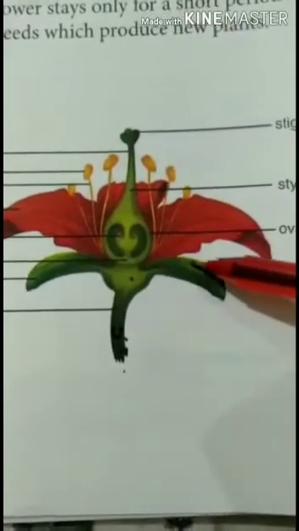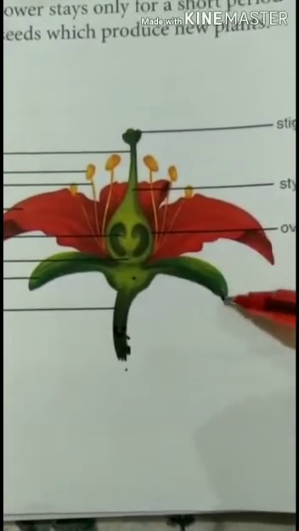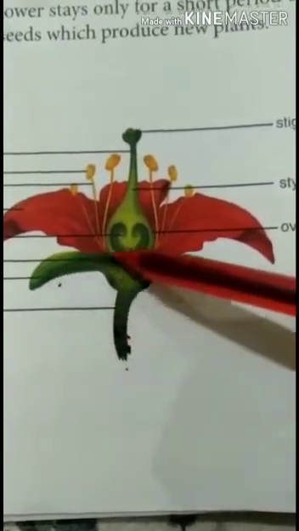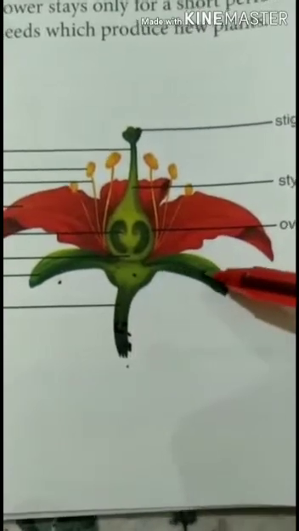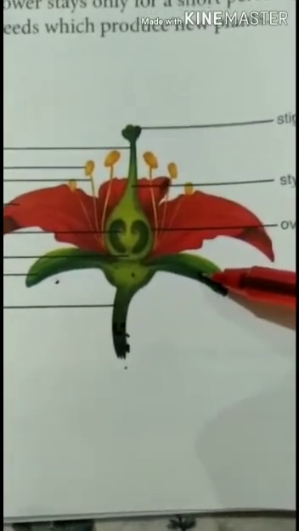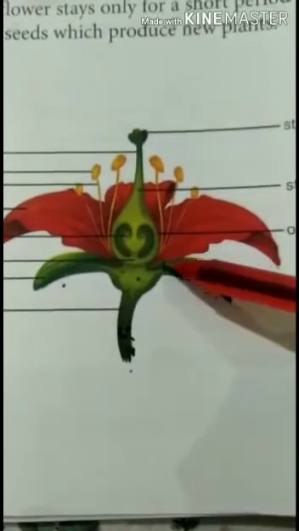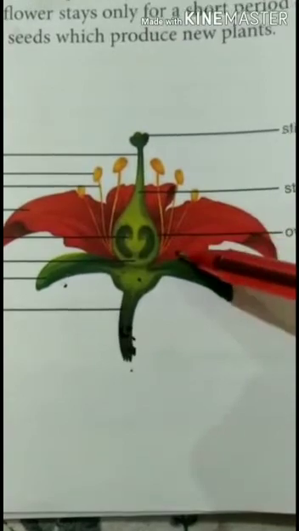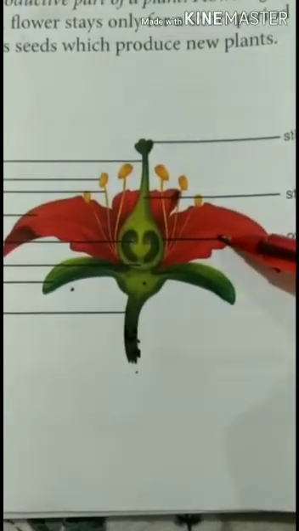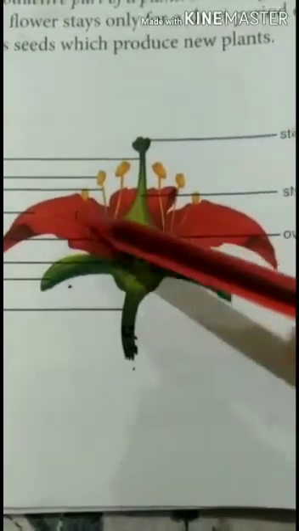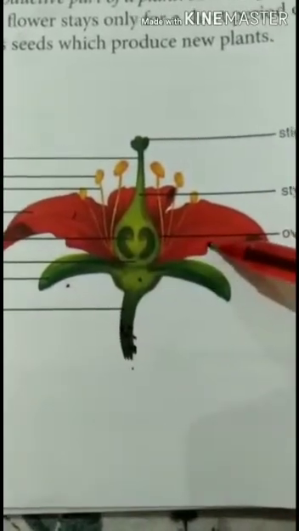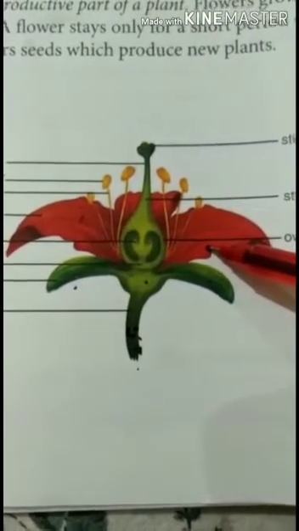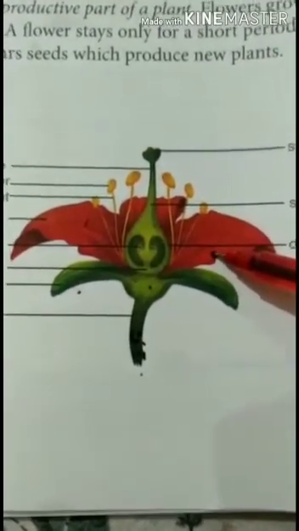The leaf-like structures, the first wall, these are called calyx, sepals. Calyx consists of sepals, leaf-like structures. It protects the flower during the bud stage. And the second wall of the flower is corolla. That consists of petals. Petals are brightly colored. The function is to attract the insects and help in pollination.